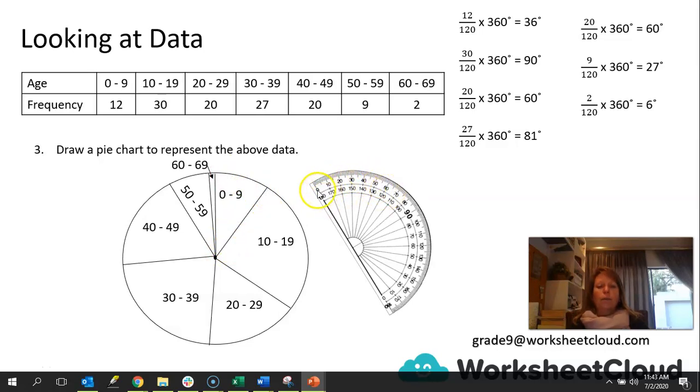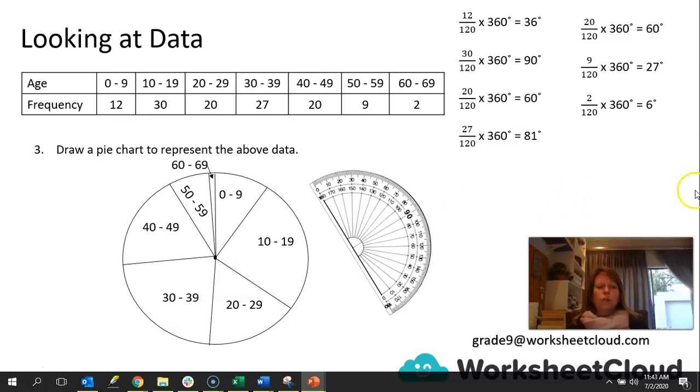Now, if you have a look, the outside of the protractor is 0 to 180, and then the inside of the protractor goes 180 back to 0. So we are always going to look at the outside of the protractor, because we put 0 on this line and then measure off the 36, and then the 90, and then the 60, the 81, the 60, the 27, and then the 6. And as I said to you, this is what's left, and if all of these have been accurately measured, then that one doesn't need to be measured.